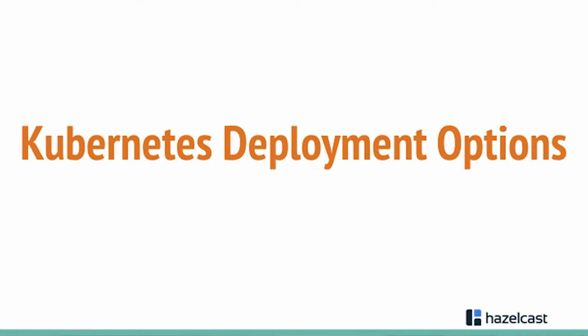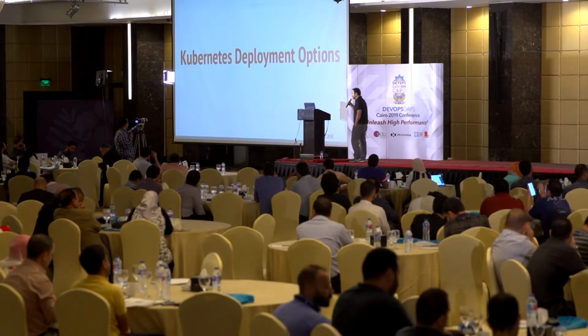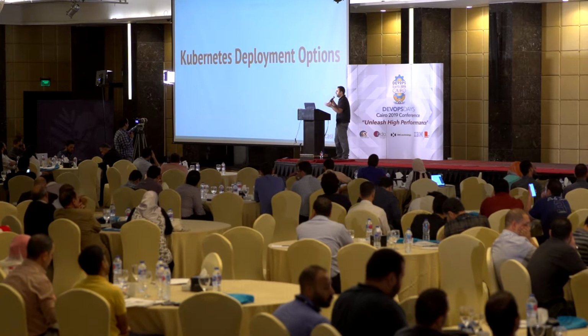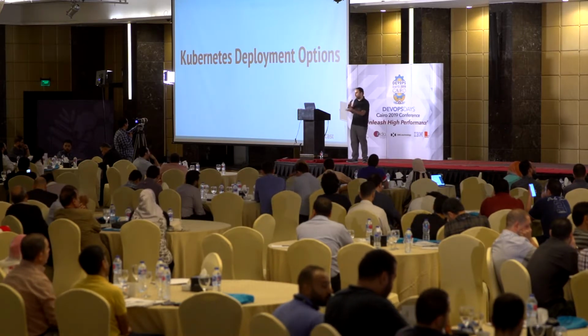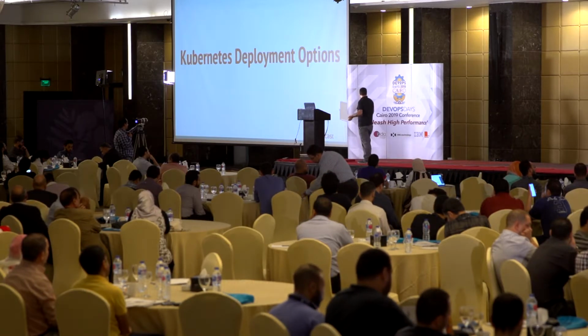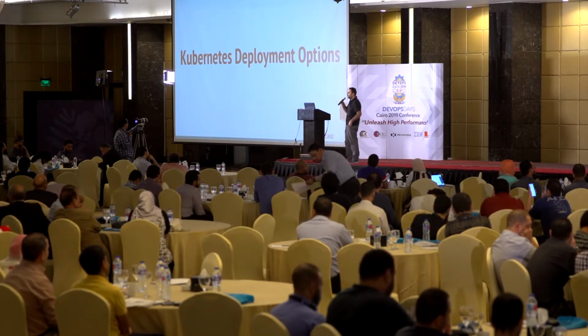So Kubernetes deployment options. I explained a bit what is distributed cache, why you need to use it just to improve the performance or unleash high performance in your microservice. And then I just went through some patterns and then how you can apply those patterns into Kubernetes environment.